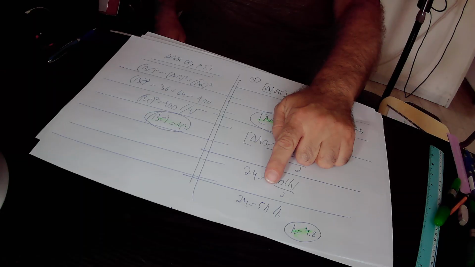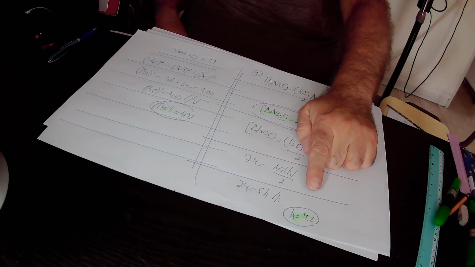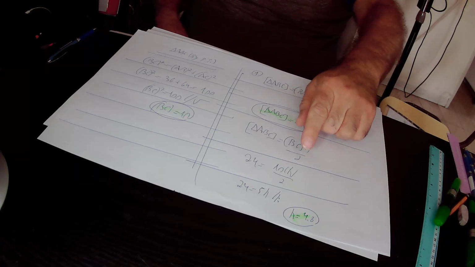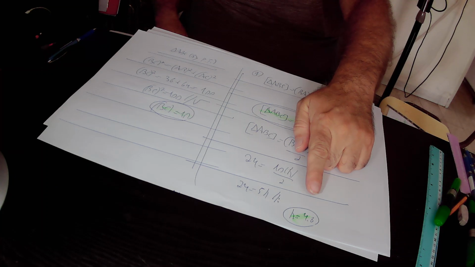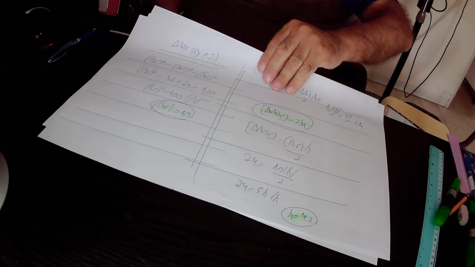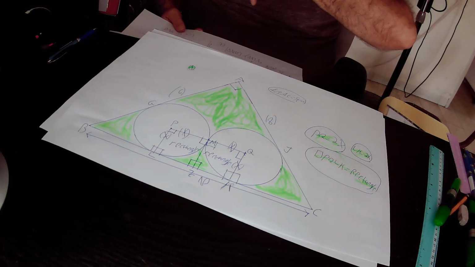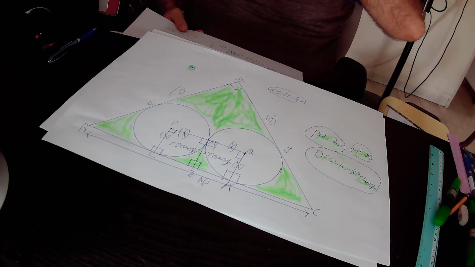Here we divide the equation by 5 and find that the height to the base BC of triangle ABC equals 24/5, that is 4.8 units in length. So the height to the base BC, let's write 90 degrees to the base, the height H equals 4.8 units in length.